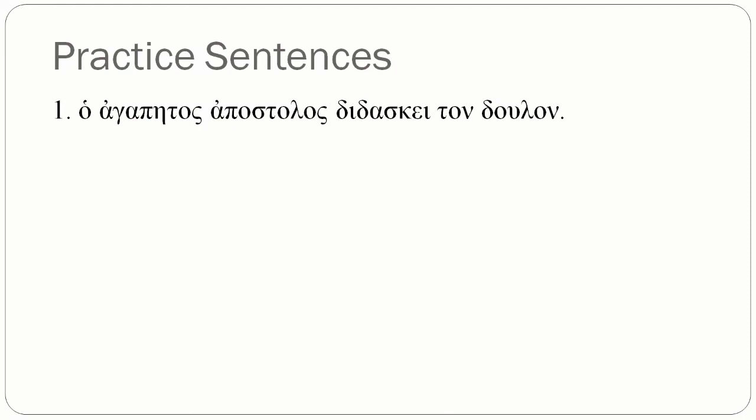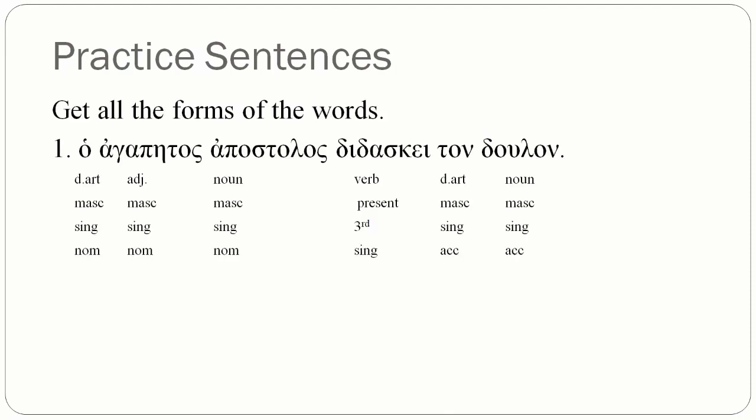Number 1, ho agapetos apostolos didaskei ton doulon. In order to do this, you'll have to know the vocabulary, so maybe have a look at the vocabulary list before you do any of these. But let's get all of the forms of the words first. I'll just tell you the word agapetos is in the vocab for this chapter. It means beloved.